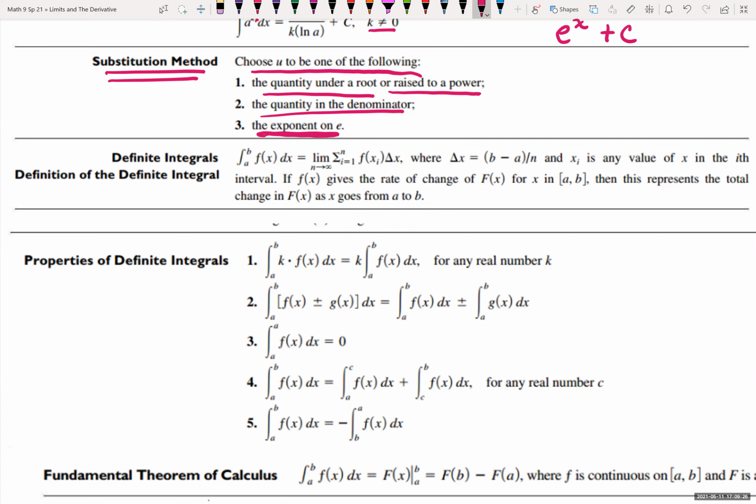Another good choice was, and it's not written in here, but if you see the natural log in there, then choose that.